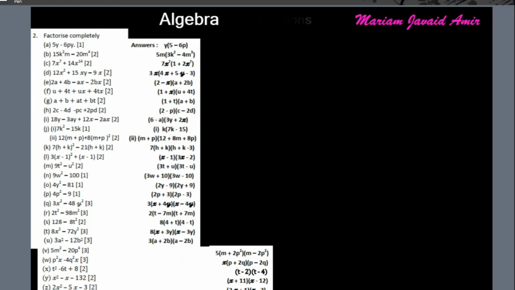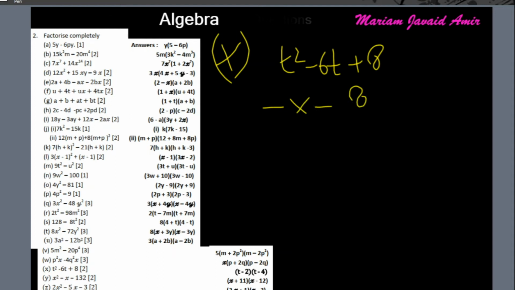Next up is part X, t square minus 6t plus 8. We'll have to do some middle term breaking. Multiplication should give 8, addition should give minus 6. So 4 times 2, but be careful of the sign. So what do we do? To fix the signs, I'll be using minus 4 times minus 2 is plus 8, and then minus 4 minus 2 is minus 6.